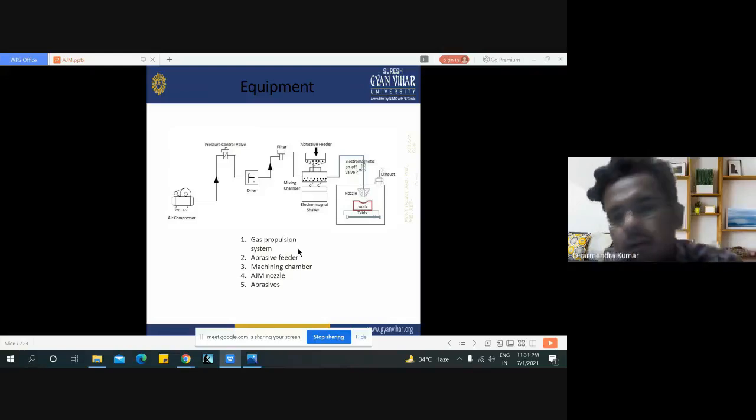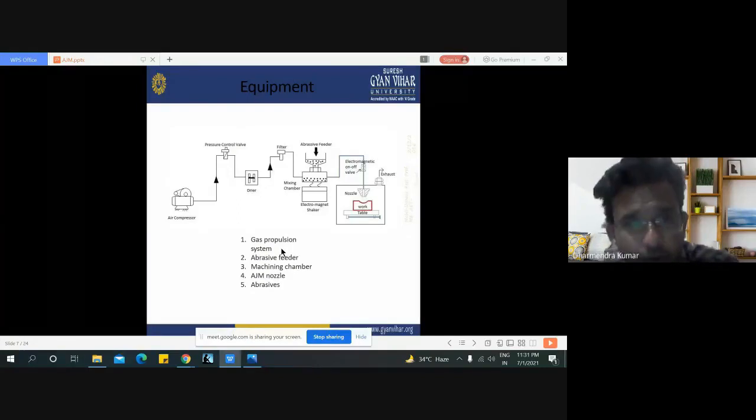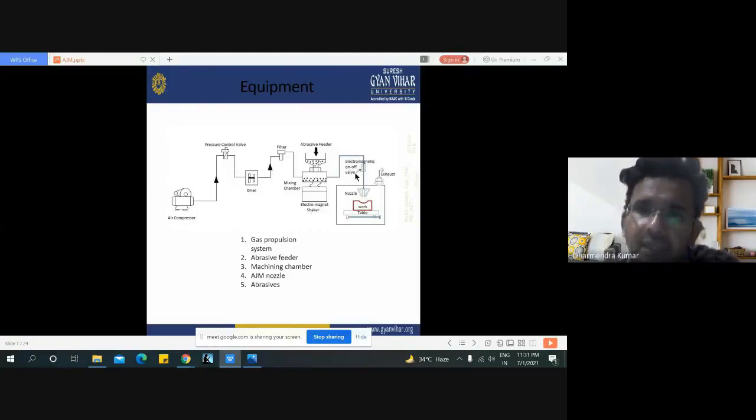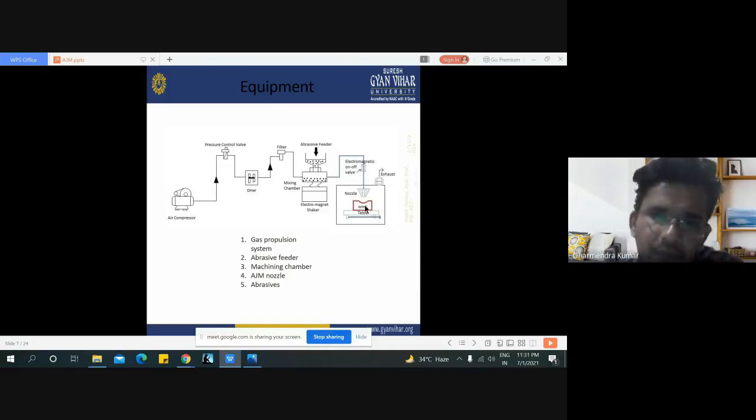Here are some major components used as equipment in the abrasive jet machining process: air compressor, dryer, filter, mixing chamber, electromagnet shaker, abrasive feeder, electromagnetic on-off valve, nozzle, workpiece or job, table, and exhaust.